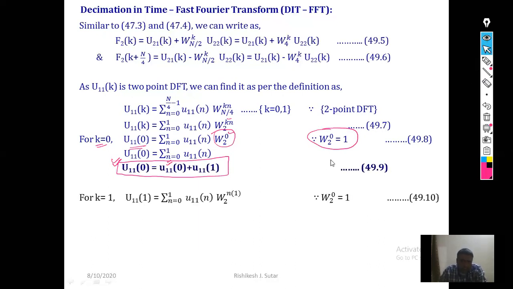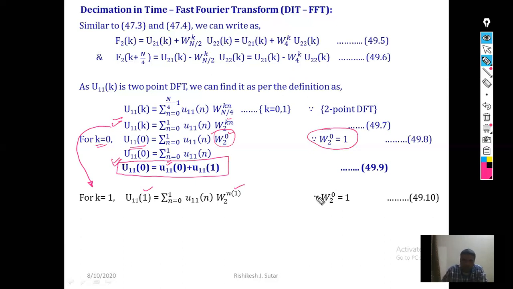So like this, just as I did for k equal to 0, I can do it for k equal to 1 also. So I can write here u11 of k, now you can see this expression, and in this expression you want to put k equal to 1, so you can write here u11 of k summation, then u11 of n, and this w to k n. So now the value of k is 1.